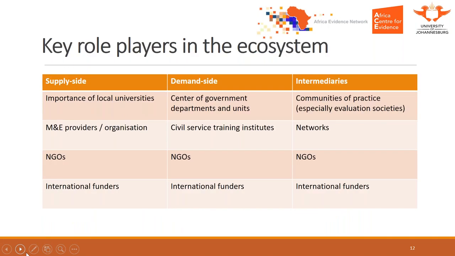Next, to go a bit more in depth with the analysis, we looked at the key role players in the ecosystem. One of the standouts, especially on the supply side, is the importance of universities to produce relevant knowledge. It is very important, and capacitated local universities are key to a healthy local knowledge infrastructure. There is variation across countries in the extent to which universities are also intermediaries and engage in knowledge translation.